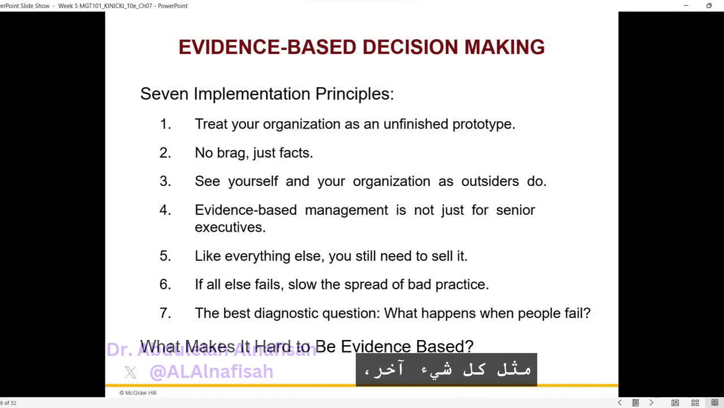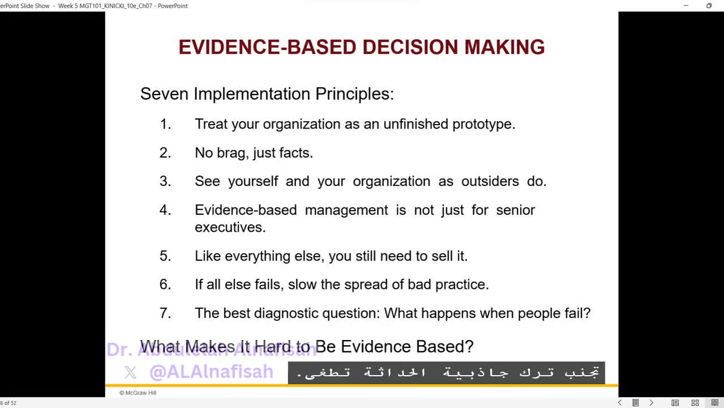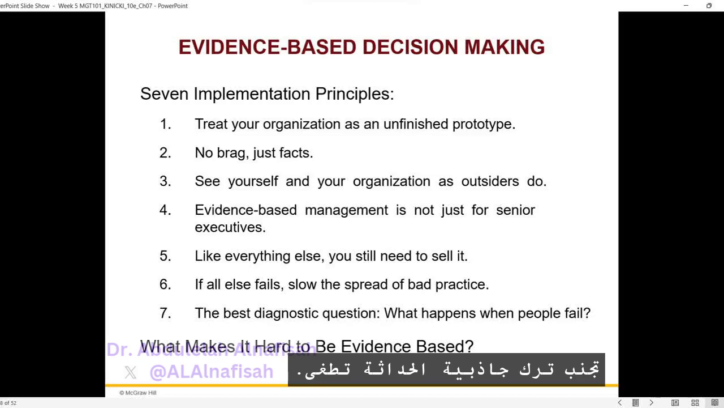Like everything else, you still need to sell it. While new and exciting ideas may grab attention, it is important to objectively evaluate their merits. Avoid letting the allure of novelty overshadow the quality or effectiveness of existing ideas. Superior solutions should be prioritized and effectively communicated to stakeholders.